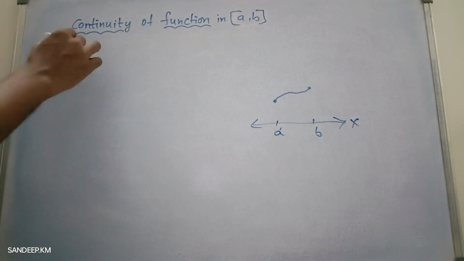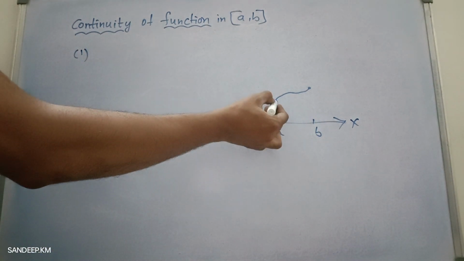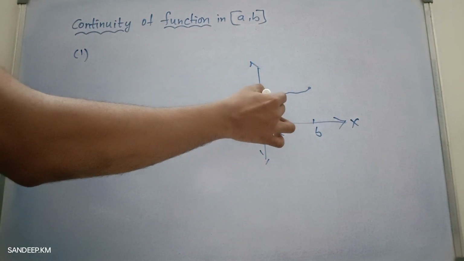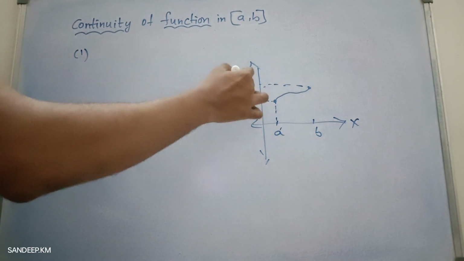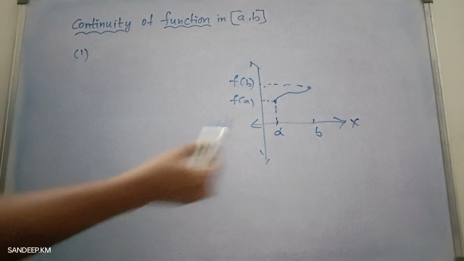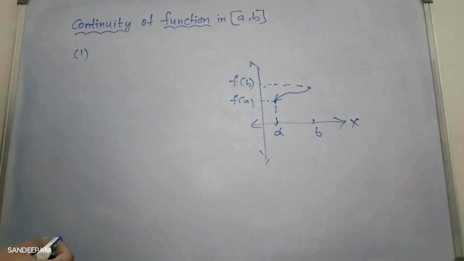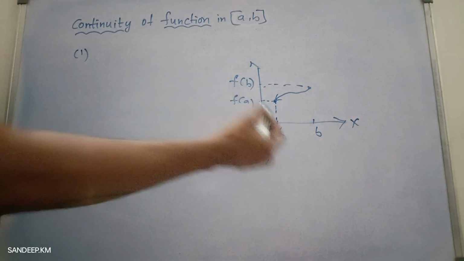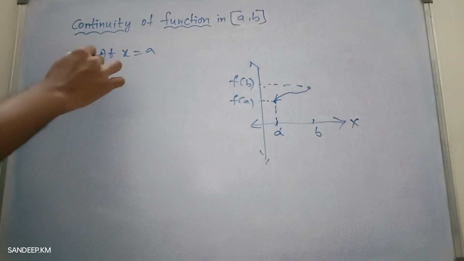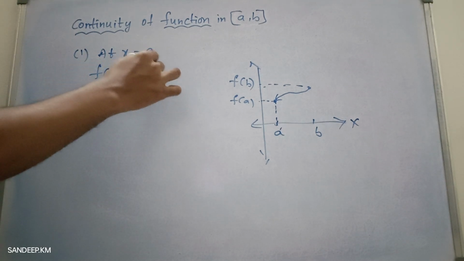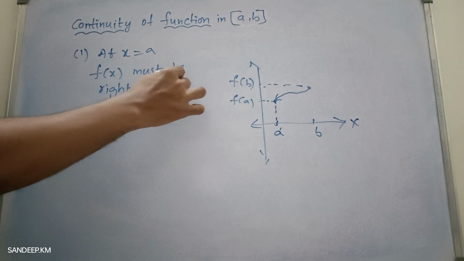Dear students, a function is said to be continuous in the closed interval a comma b if, first condition, at x is equal to a, the value of the function, this number, is equal to f of a, and this number is equal to f of b. At x is equal to a, the value of the function should be equal to its right hand limit. That means at x is equal to a, f of x must be right continuous.